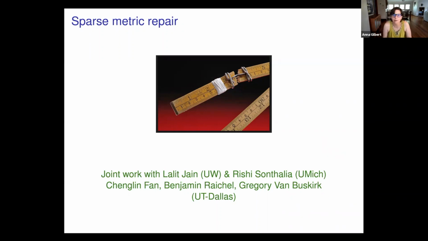So this is also joint work with Lalit Jain. He was also at the University of Michigan and is now at the University of Washington, and then with three folks who are at UT Dallas.